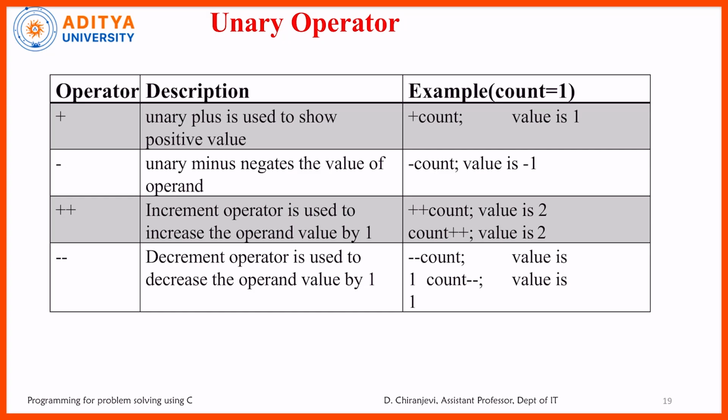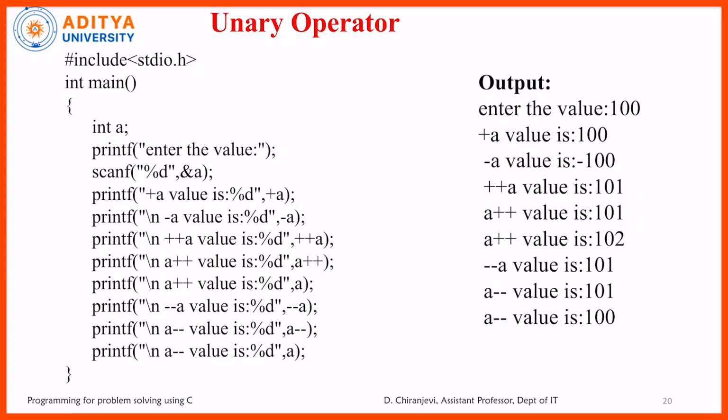Now unary operators. Plus is a unary operator and minus is a unary operator. The plus is the increment operator, and minus is the decrement operator. This increment operator can be pre-increment or post-increment. In the same manner, you can perform pre-decrement or post-decrement. With an example you can understand very clearly.